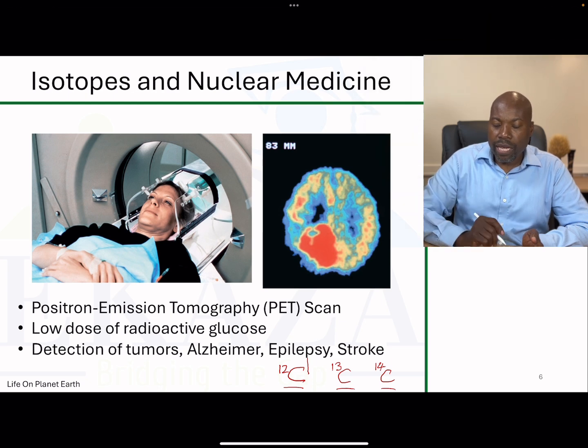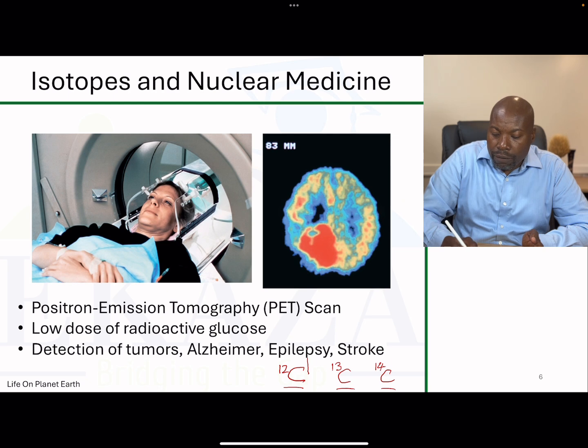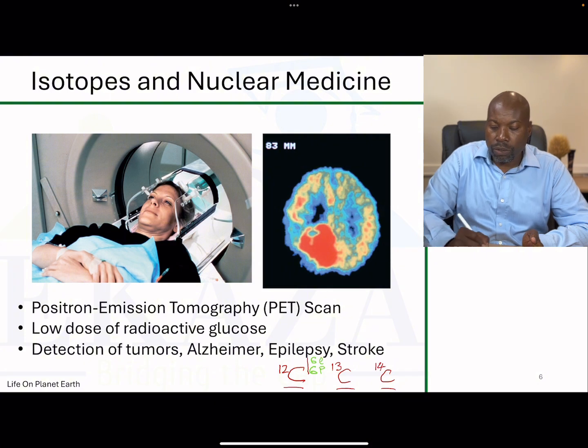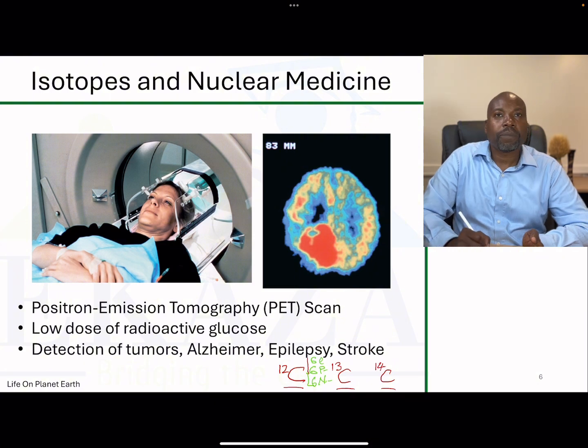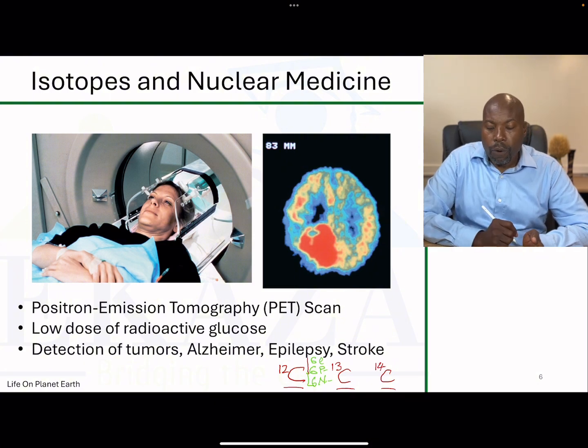We are going to say that in carbon 12, we have 6 electrons and 6 protons. So 6 electrons and 6 protons, while in terms of number of neutrons, we have 6 neutrons. So together, protons and neutrons, this is 12.